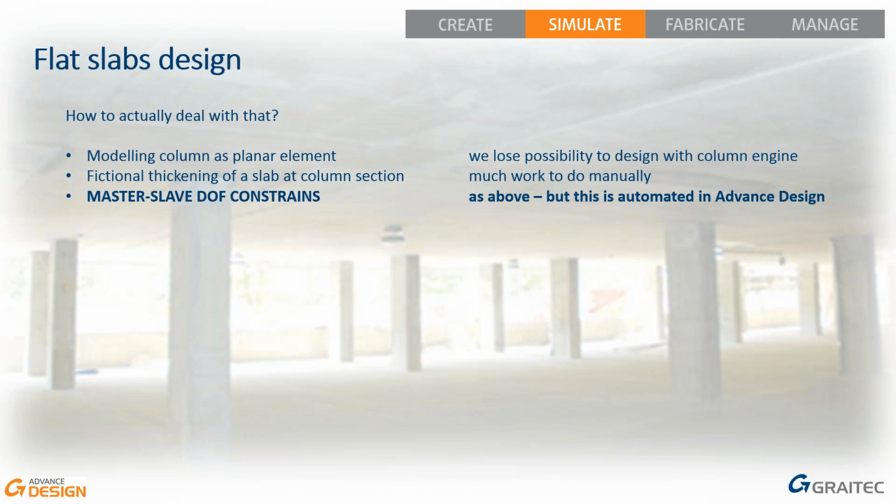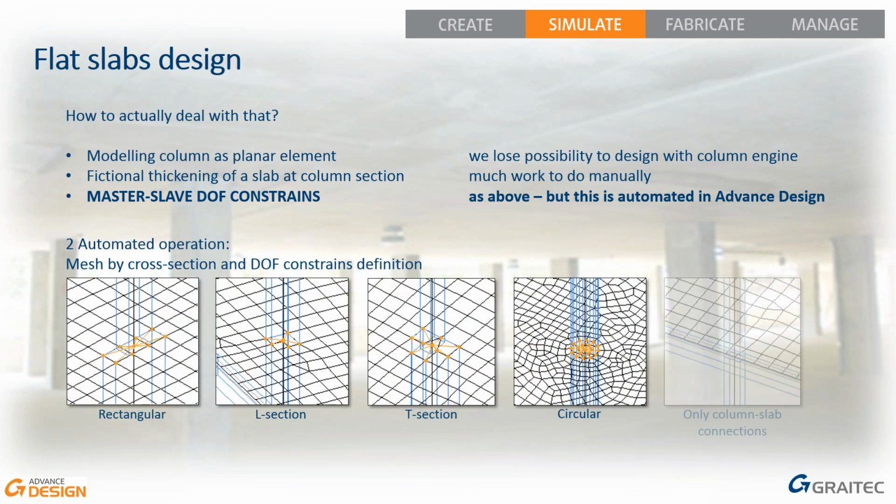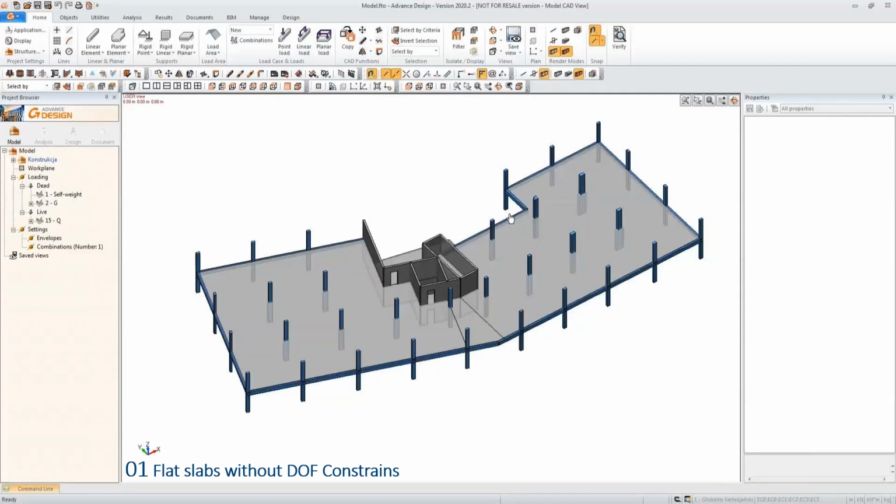So how does the engine work? It actually consists of two automatic operations. The first one is preparing the mesh according to the cross section, and as you can see, it doesn't matter what cross section you use. It could be just simply rectangular or circular, but it can also be T section, L section, no matter what. As you can see, after the mesh preparation, the central node becomes the master node, and it's connected to its slaves at the edges. What does it lead to?